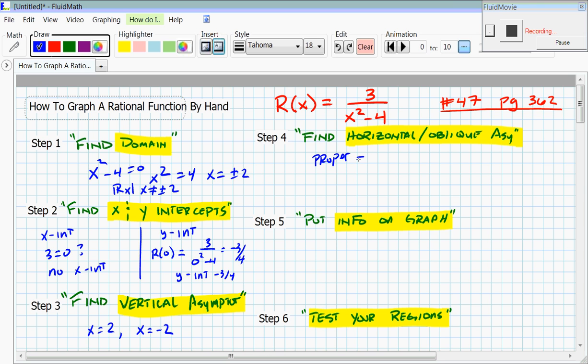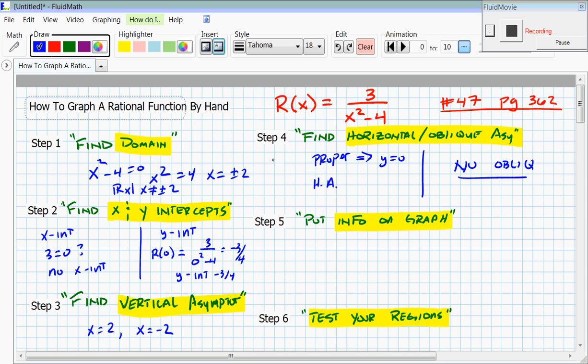This is proper. So that implies that y equals 0 is the horizontal asymptote. Okay? That's what that implies. If your function's proper, then the horizontal asymptote is y equals 0. And proper means the degree on the top is smaller than the degree on the bottom. That means no oblique asymptotes, since you cannot have both horizontal and oblique in the same function. Okay? Sound good to you guys? All right, good. So we take care of that.